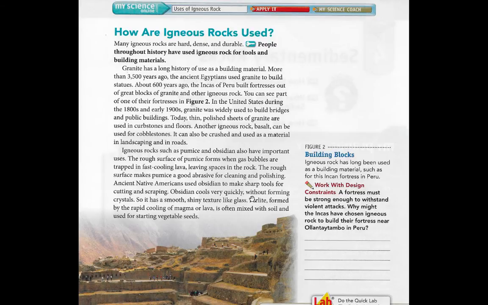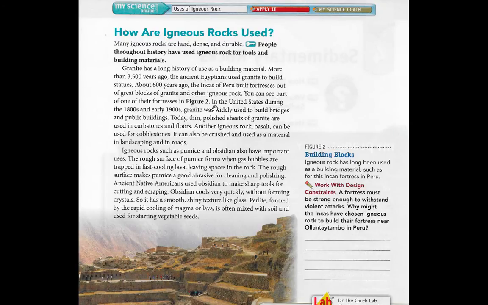How are igneous rocks used? Many igneous rocks are hard, dense, and durable. People throughout history have used igneous rocks for tools and building materials. Granite has a long history of use as a building material. More than 3,500 years ago, the ancient Egyptians used granite to build statues. About 600 years ago, the Incas of Peru built fortresses out of great blocks of granite and other igneous rock. You can see part of their fortress in Figure 2.